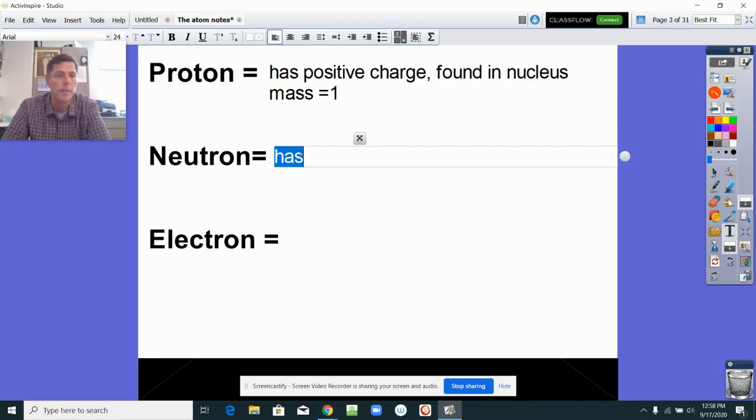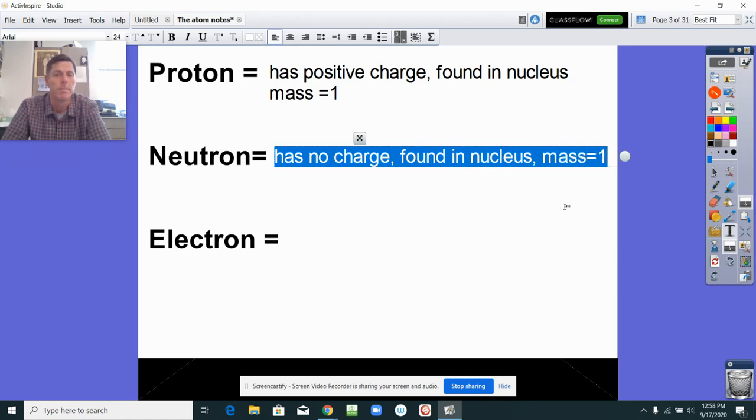Now, the neutron, we know it has no charge. Think neutron, neutral. It's also found in the nucleus. And it also has a mass of 1. Okay, that becomes important.